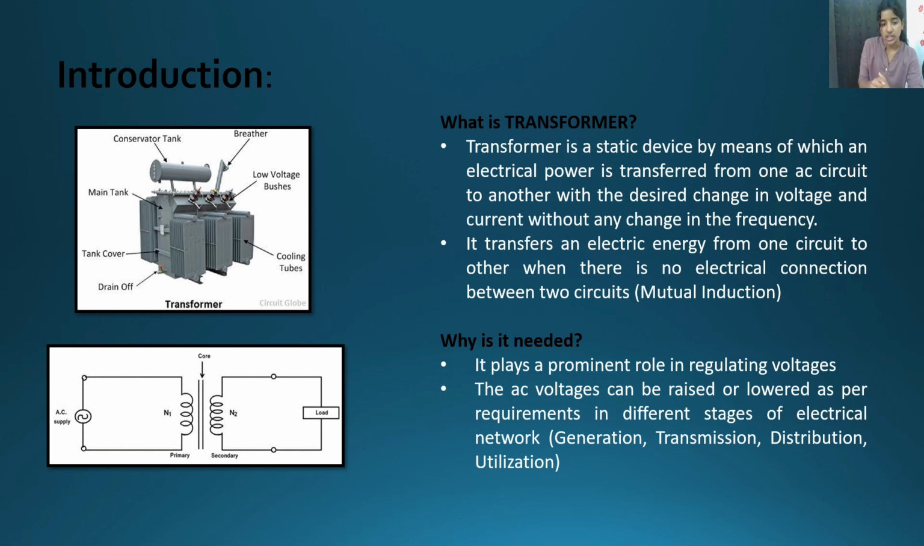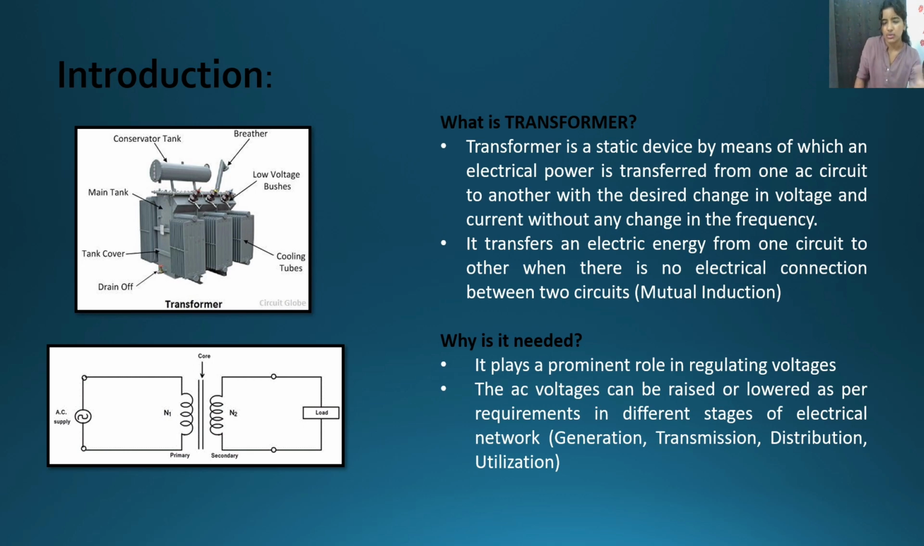Coming to the definition of a transformer, it is nothing but the transfer of electrical power from one circuit to the other circuit. In this case, what are the circuits? The primary circuit and the secondary circuit. So it is the transfer of power from the primary circuit to the secondary circuit with the desired change in voltage. The change in voltage mentioned in the definition defines the need of the transformer. That provides you the answer for the second question, why is the transformer needed?